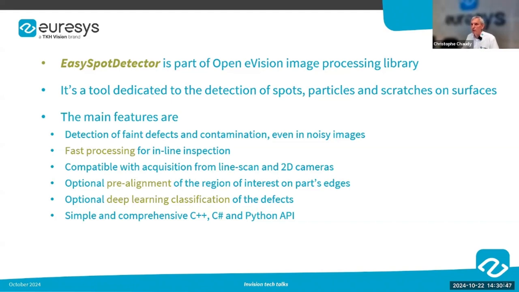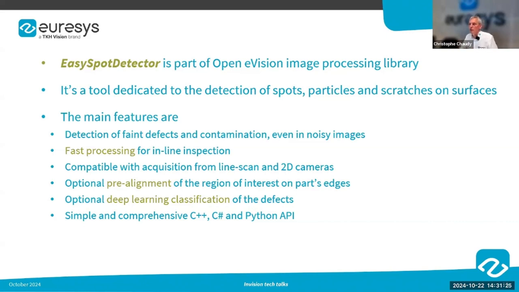It has been optimized for really fast processing, so it's compatible for inline inspection. It's also compatible with line scan cameras or area scan cameras. And there are two optional processings included in SpotDetector. It's the alignment of the part, so a way to find where is the object in the picture. And the second optional processing is the deep learning classification, performed after we find the best candidate in the picture.